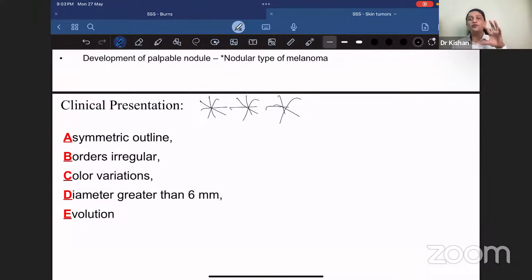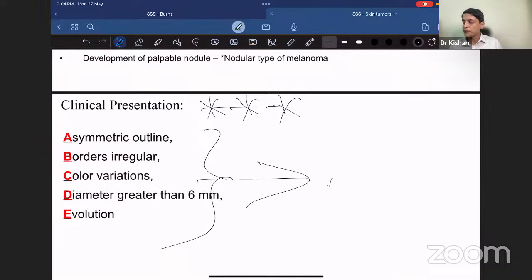Then the color is not uniform. It is highly variable. Some part is some color, other part is a different color. So variation of color, variegated colors. Diameter is usually more than 6 mm, and it is continuously evolving. Initially it was a small mole, now it has become bigger and the color is also different, irregular. So it is continuously evolving from one phase to another. So if these features are there, then it's more likely to be malignant melanoma.